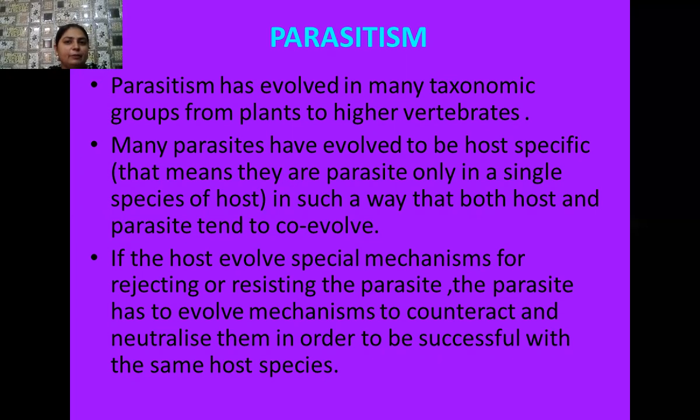So parasitism has evolved in many taxonomic groups, from plants to higher vertebrates. And always remember, many parasites have evolved to be host specific. This means these parasites live only in a single host. And in this way, both the host and the parasite tend to co-evolve. This means if the host evolves a special mechanism for resisting the parasite, then the parasite is also very clever. It also evolves many mechanisms to counteract and neutralize that, in order to be successful within the same host species.